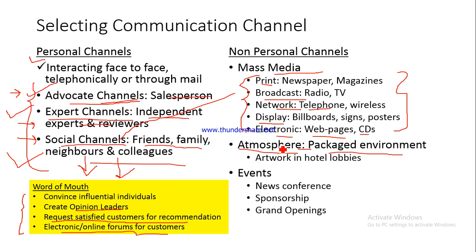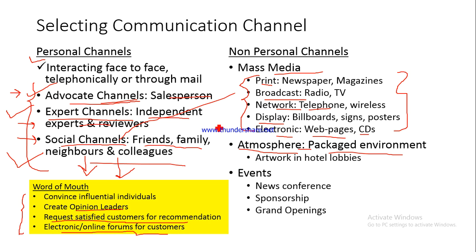Now, if you visit a hotel, you would find artwork in the hotel lobby. You would find famous pictures or their copies being displayed on the walls. Why do they do that? They're trying to project a premium image, right? So this is an example of how atmosphere can also communicate a lot about your brand. If you go to, for example, Vishal Mega Mart or Big Bazaar, you would find that the atmosphere they've created there is also communicating something.